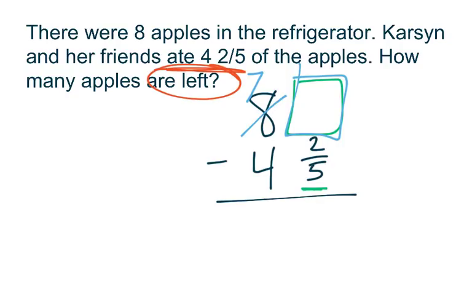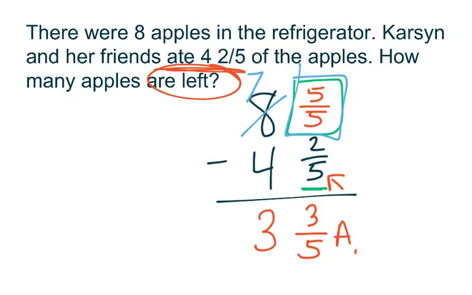need to add a whole as a fraction. I have to look at my denominator for the fraction on the bottom, and it's a 5, so that tells me my whole is going to be equivalent to 5/5, and now I can subtract. 5/5 minus 2/5 gives me 3/5, and 7 minus 4 gives me 3. So Carson has 3 3/5 apples left.